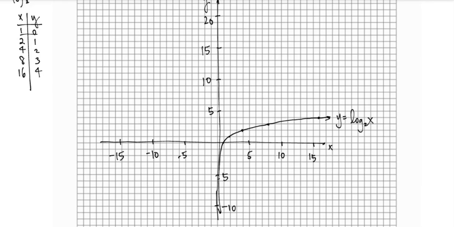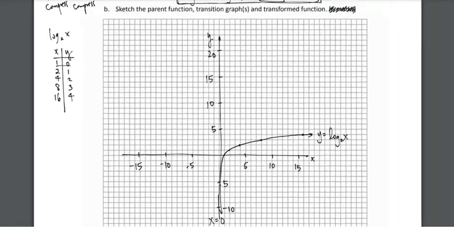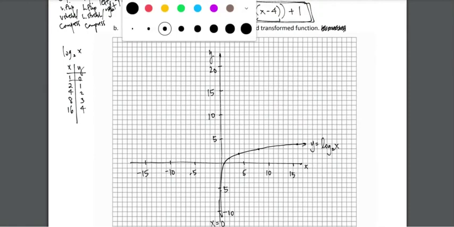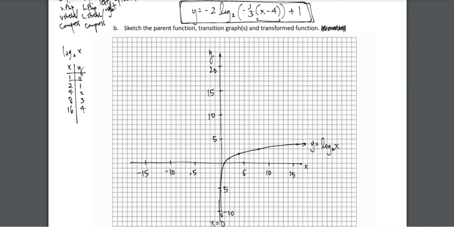Okay, so that's my parent function. I've drawn in my asymptote as well, x equals 0. Don't forget to label it. And then I'm going to start doing the other transformations. I'm going to use different colors. You don't have to use any different colors, but I prefer it just for myself when I'm drawing so that I can see more clearly. But for you, if you only have a pencil, totally fine. Don't worry about it. I'll be able to read your work whether you have colors or not. It's just for myself. I like to have colors.